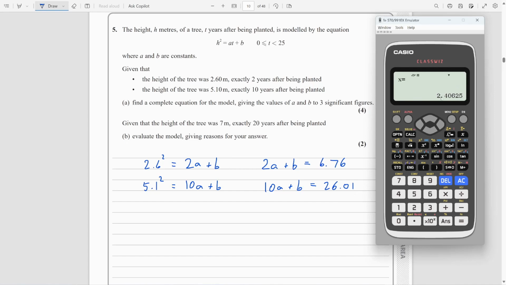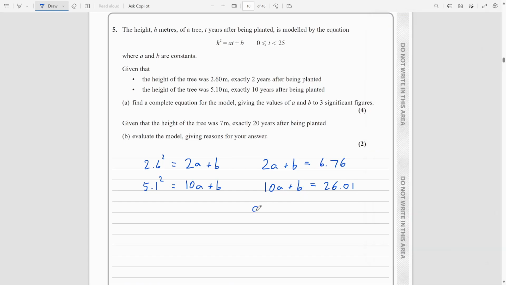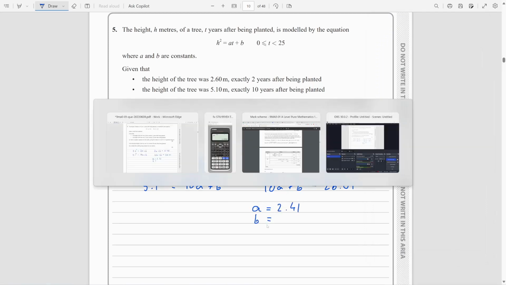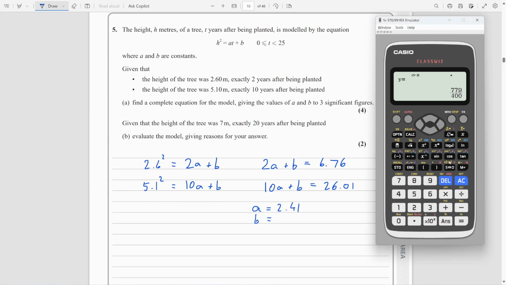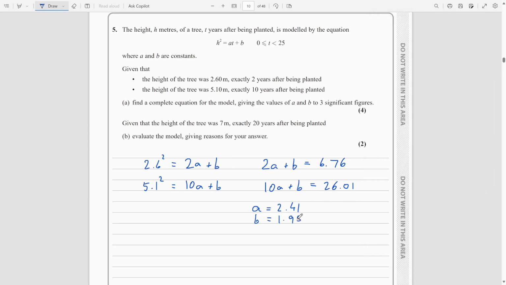2.41. So a is 2.41, and b, we just press equals again, is 1.95. Now, obviously it wouldn't have been too tricky to solve this by just subtraction, but I just like that feature of the calculator and I wanted to show it to you.